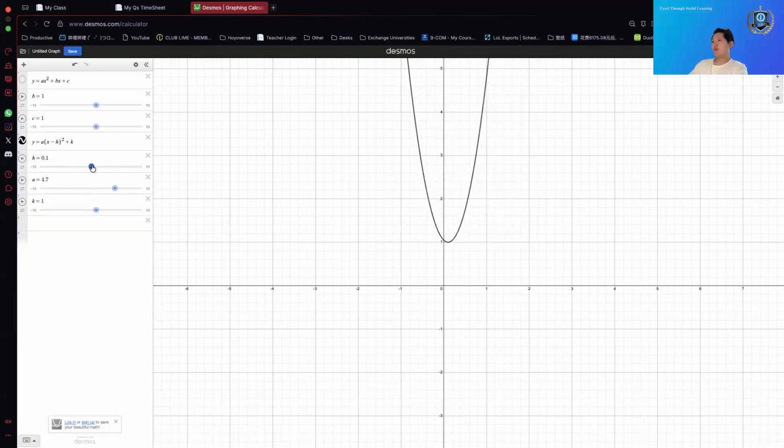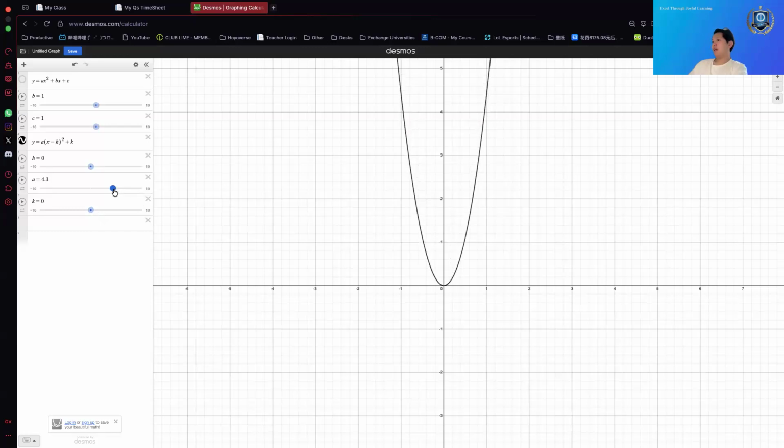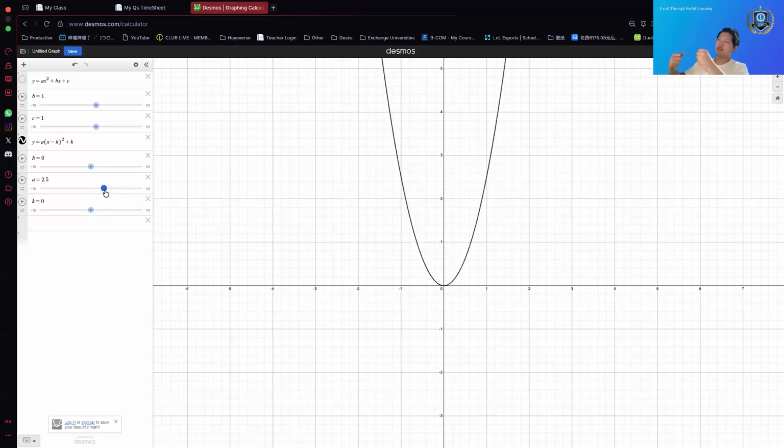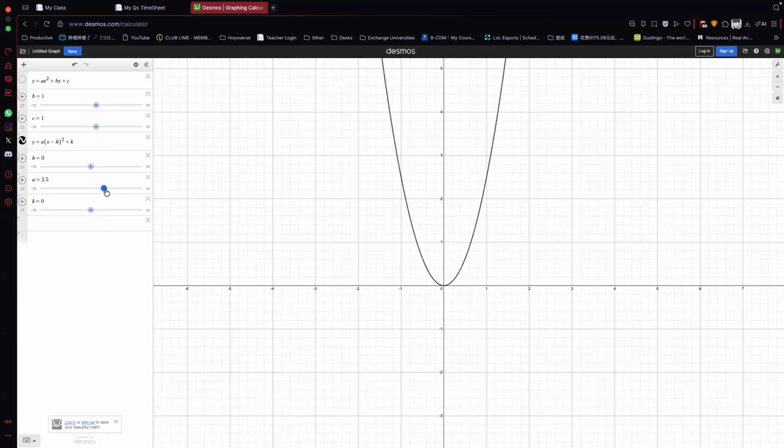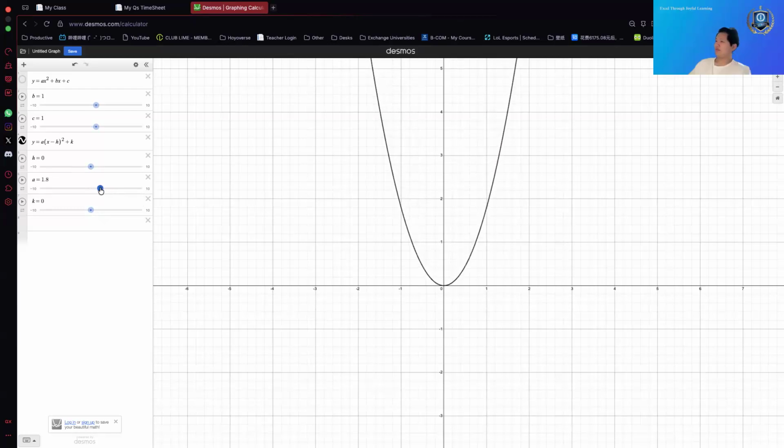Now, imagine if I just ignore this for now and put it back to 0. Now, what happens when A gets smaller? You can see that the graph is becoming stretched, right? Now, how does this work in the sense of a dilation?